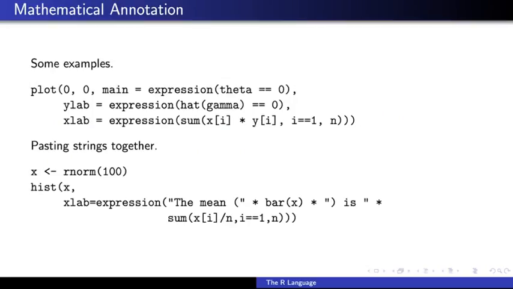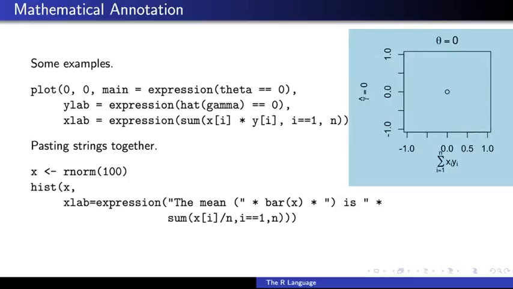So here's a simple example. Here I'm not plotting any data, but I'm setting up a plot window where the title of the plot is going to be the expression theta equals 0. The y label is going to be the expression gamma hat equals 0. And the x label is going to be the sum, so you can think of the capital sigma representing the sum, where i goes from 1 to n of x_i times y_i, the product x_i times y_i. So these expressions will appear in the plot window and will be typeset in a LaTeX-like manner.